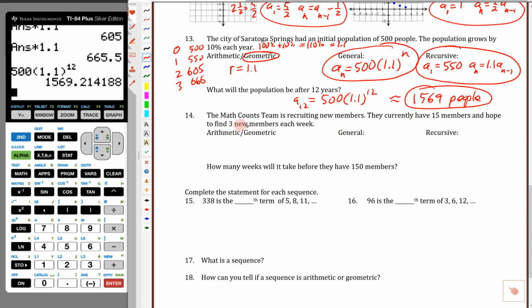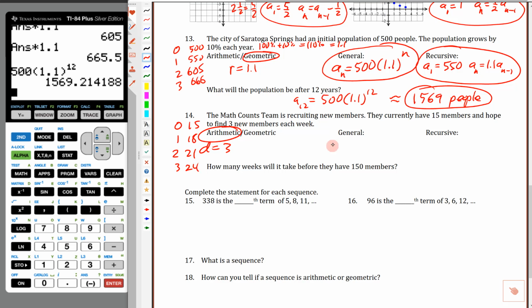Well, the fact that they're going to be adding 3 new members each week, that's going to be arithmetic because the common difference is going to be 3. In fact, if we were to write this down, currently they have 15, and then after 1 more week, that's going to be 18 because they add the 3 new members. 2 weeks, that's going to be 21. 3 weeks, that's going to be 24, and so forth.